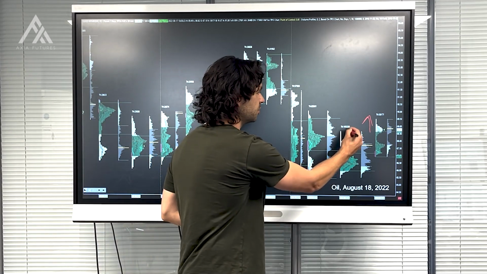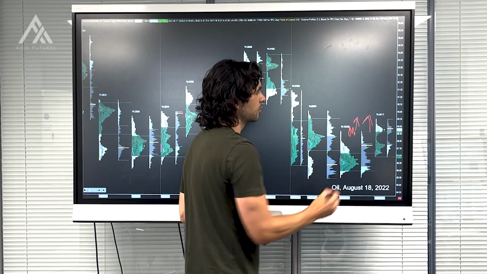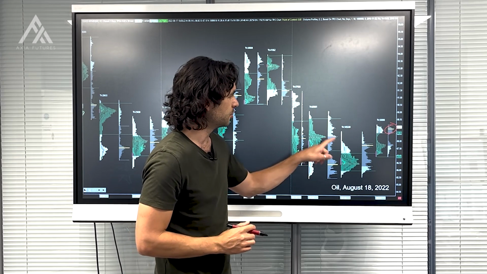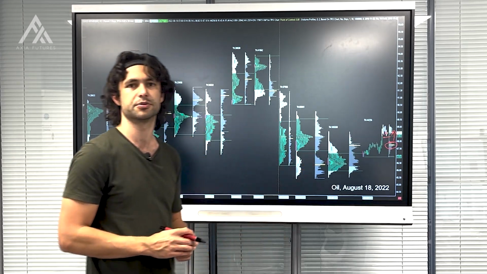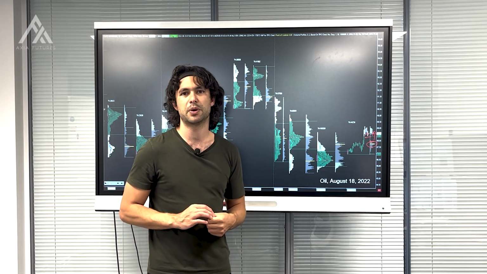So first we just needed to invalidate this as a level of resistance and then look for the squeeze higher. And by splitting the volume profile and using it as a point of reference, we were able to do that. So that's one example of how you can do it, but there are plenty more ways that you can do this.